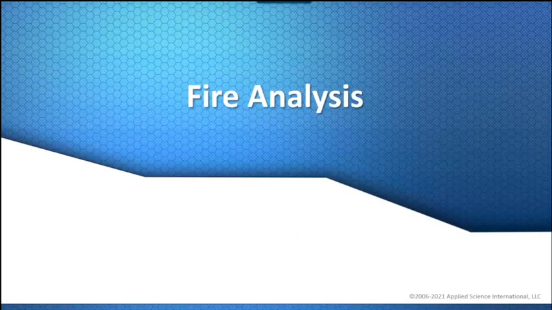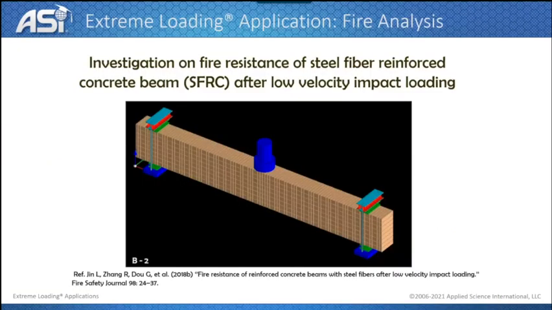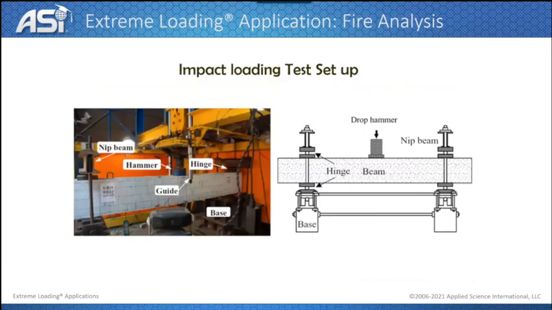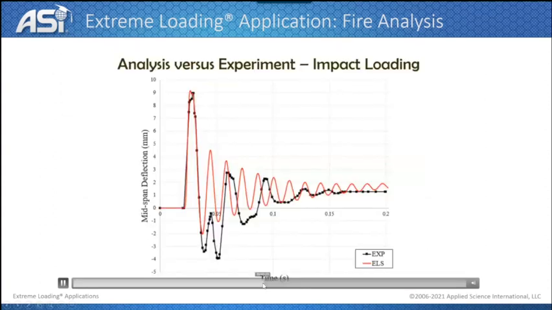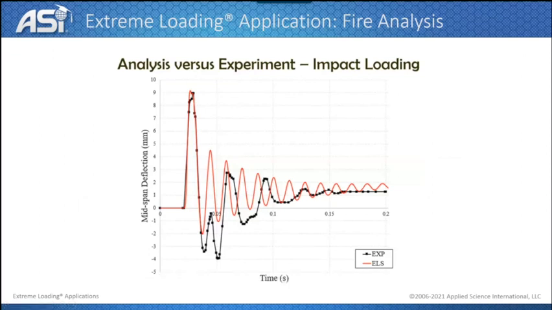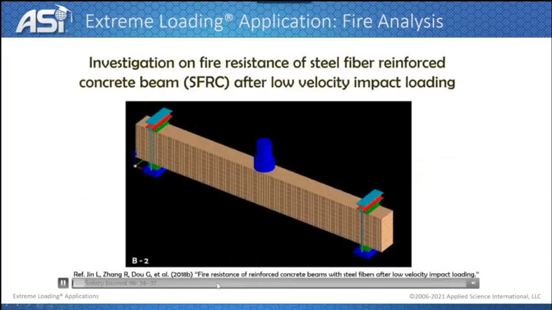The final application will be speaking about the fire analysis. So we have here a case for a reinforced concrete beam. They are going first to impact it with a hammer, without application of any weakening due to the fire loading. So we see here the impact, we see the damping that happened after the impact. I'm just going to skip some frames here for the time. This is a comparison between the experimental results and the ELS results in case of the impact for the deflection.